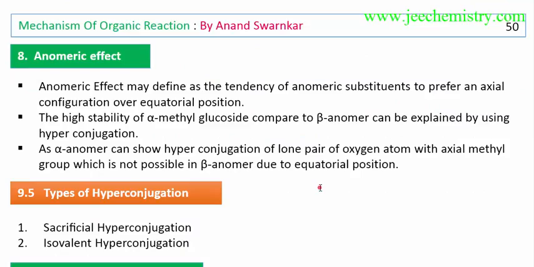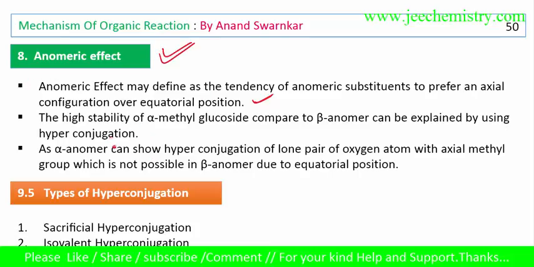Now the anomeric effect. The anomeric effect may be defined as the tendency of anomeric substituents to prefer the axial configuration over the equatorial. Axial positions are more occupied due to the anomeric effect, meaning there is hyperconjugation in the axial configuration over the equatorial positions. This is not much important, but for understanding purposes I have written only 2-3 lines. The high stability of alpha methyl glucoside compared to beta anomer can be explained by using hyperconjugation. When we learn biomolecules, we will get to know this. In biomolecules I will explain all the things.